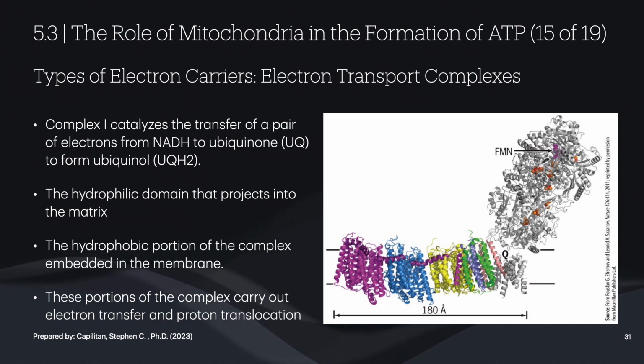Complex 1 is catalyzing the transfer of a pair of electrons from NADH to ubiquinone to form ubiquinol. The hydrophilic domain projects into the matrix. The hydrophobic portions of the complex are embedded in the membrane, and these portions carry out electron transfer and proton translocation. This is a crystal structure of a bacterial form of complex 1.